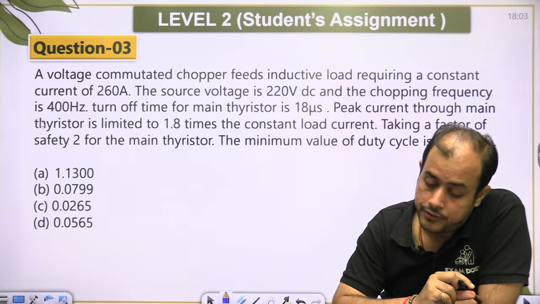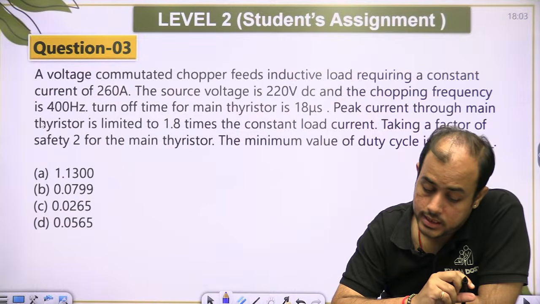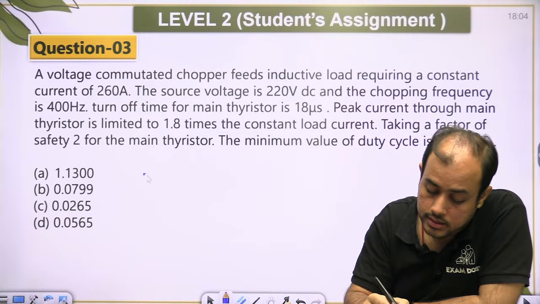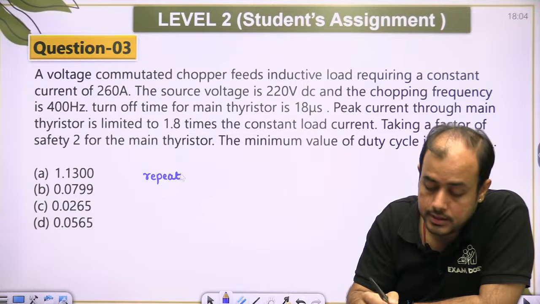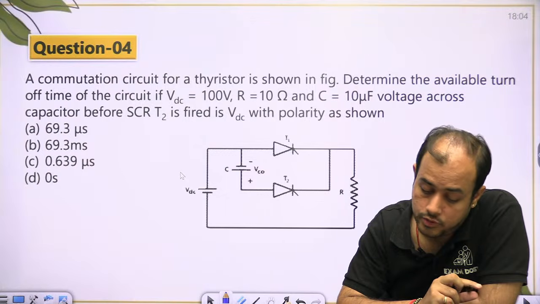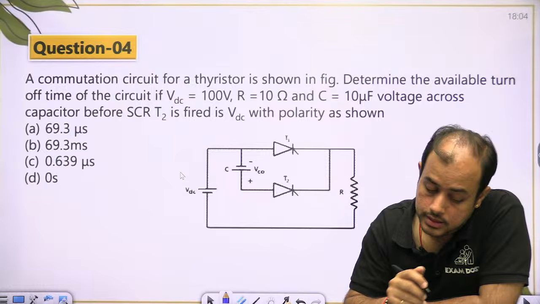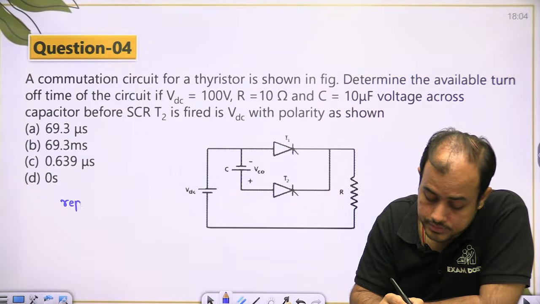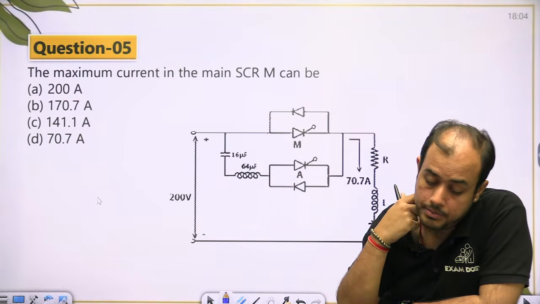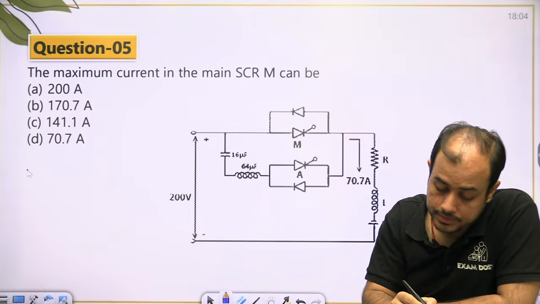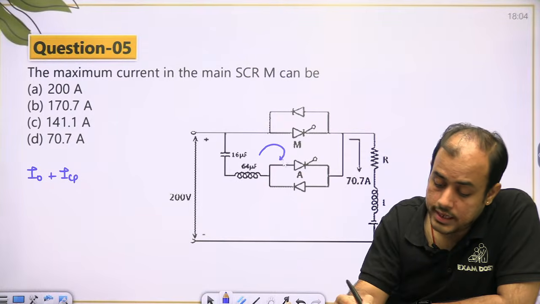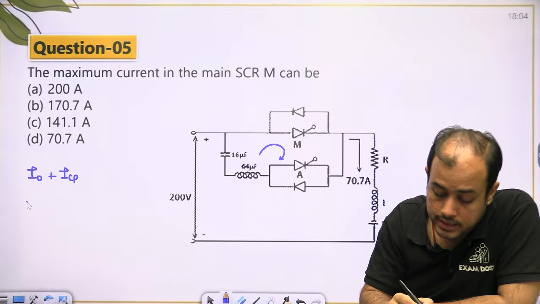Voltage commutated chopper feeds the inductive load requiring constant current, turn off time, peak current, take a factor of safety, minimum value of duty cycle. ये तो हमने क्लास में किया है, राइट? ये वाला हमने क्लास में किया था ना, कम्यूटेशन सर्किट वोल्टेज अक्रॉस T2, ये वाला भी डन इन क्लास में हो गया। ये भी बता दो भाई एक बार आप लोग भी। मैक्सिमम करंट इन द मेन थायरिस्टर I naught plus ICP, because the LC oscillator current will also pass through the main thyristor.